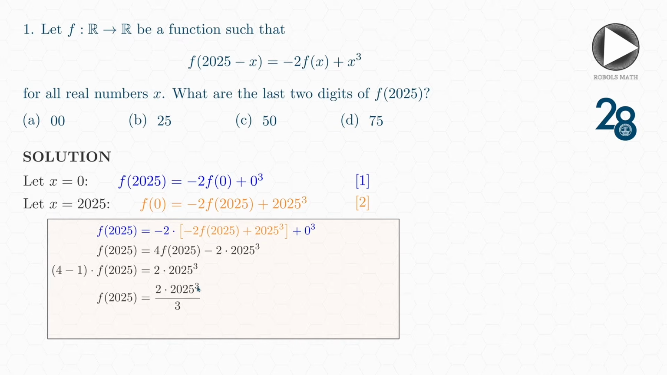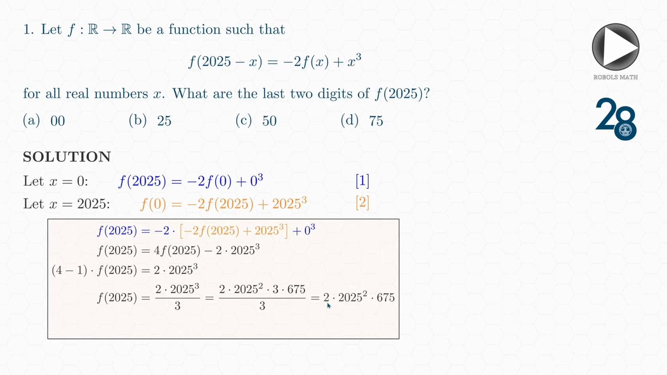So what's left is evaluating this expression right here. Since we're not actually interested in the exact value and just the last two digits, we can do some tricks in evaluating this. So we know that 2025 is divisible by 3. So we can factor out 3 from one of the 2025s here. So we'll get 2 times 2025 squared times 3 times 675. So we can cancel out the 3 here. If we do that, we get this expression.